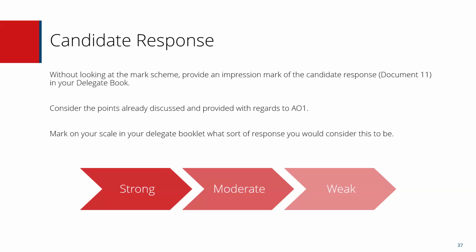It's all that's needed. So we're looking for AO1. So all we want is information about features and characteristics of the period. So we don't need reasons for, we don't need consequences. We're not looking for any of that, and time is wasted if we're given that. We are looking for information. We're looking for features and characteristics. So this would be marked at level 3.